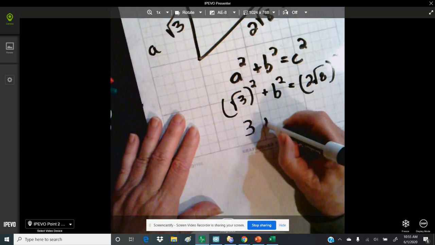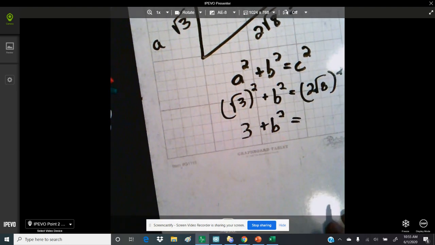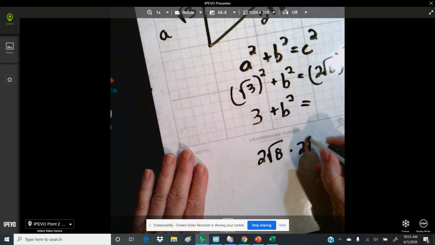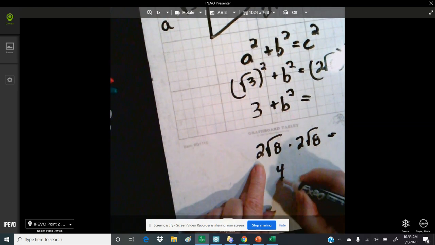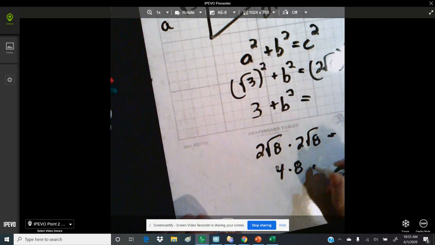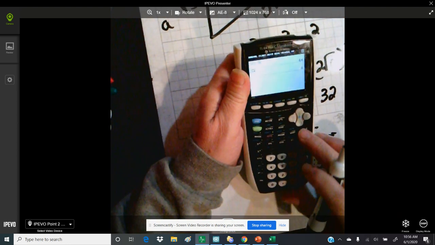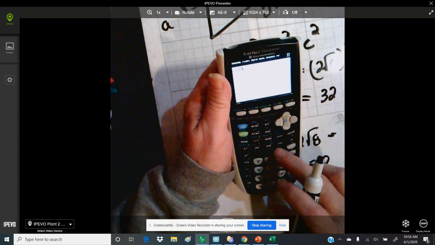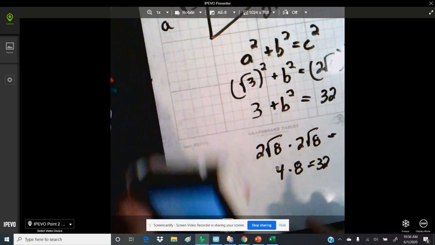So this would be 3 plus B squared equals, well, let's take a look. This one's a little different than this one because I have a number in front. So this is like saying 2 times the square root of 8 times 2 times the square root of 8. Well, if I multiply these two numbers together, I'm going to get 4. And if I multiply the square root of 8 times the square root of 8, I'm just going to simply get 8. So this would actually be 32. But again, you could also just go to your calculator and put it in parentheses, 2 times the square root of 8, and then square it, and you'll still get 32.